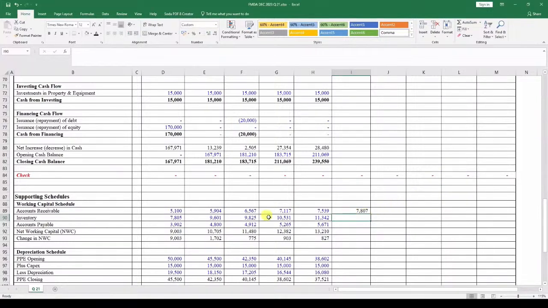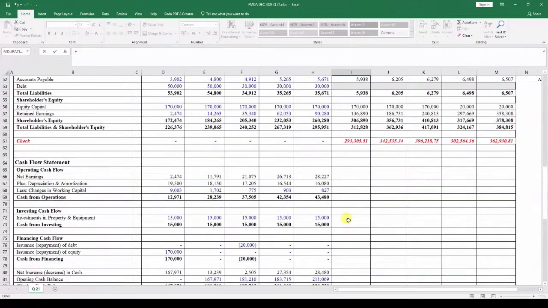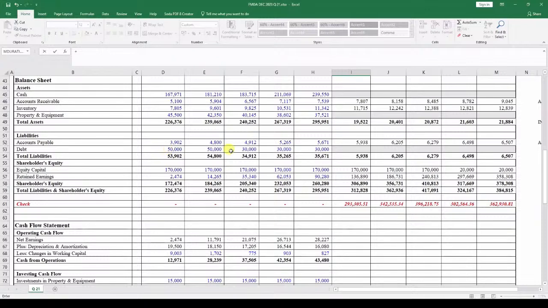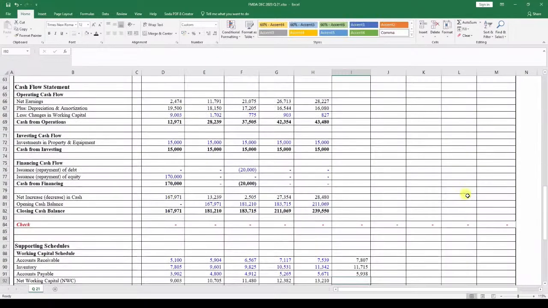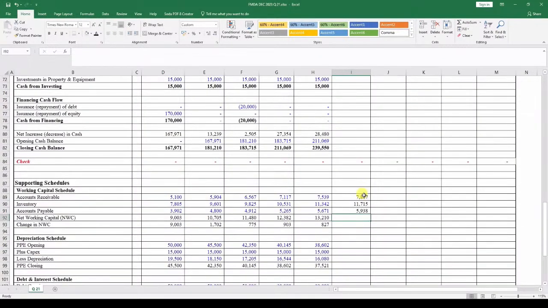Because they are following each other with the inventory, I can just drag this down like that and it picks from above. The accounts payable, we also had computed it above from the balance sheet here. The accounts payable, as you can see right over here, is 5938. Link it like so. Then these are black, it means that they are formulae. To get the net working capital, we get the accounts receivable, we add the inventory, and then we less the accounts payable. That's how we get the net working capital component.